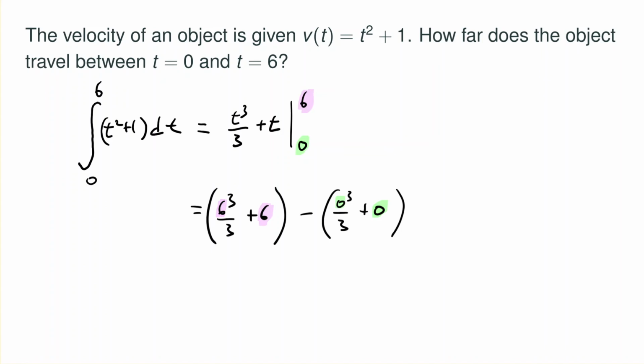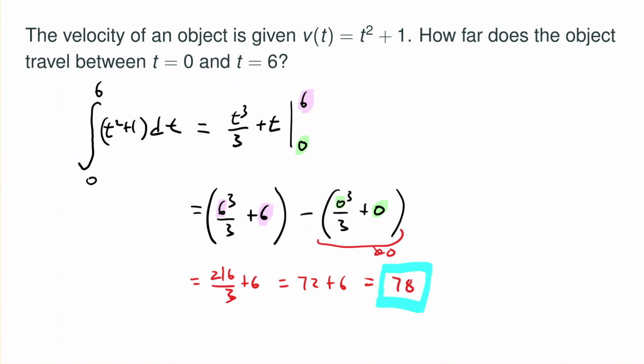So let's evaluate this. 6 cubed is 216 over 3 plus 6. Well, this is just 0, right? This is 0 over 3, 0. Adding 0, 0. So we have 216 divided by 3, which is 72, plus 6 gives us 78. So the object traveled 78 units, whatever the unit is, 78 feet or 78 miles. The problem does not specify the unit, but we know they traveled 78, or that's the net change.